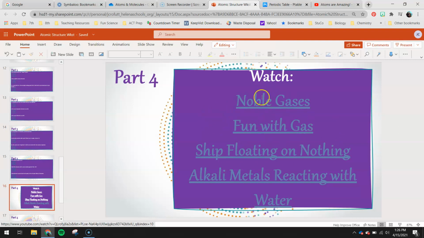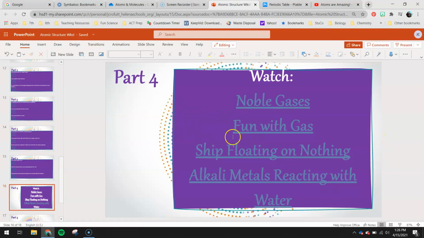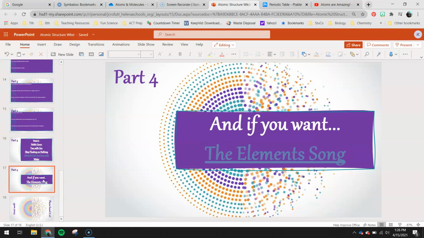Fun with gas, this is a Mythbusters guy who looks at sulfur hexafluoride versus helium. Ship floating on nothing, again, we're looking at sulfur hexafluoride that is dumped basically into a fish tank. And you guys will see a boat made out of aluminum foil that floats on top of that, and it's really cool. It trips kids out, I think, a lot. And then finally, alkali metals reacting with water. This is a fun one as well. And then finally, if you really want to, you don't have to, you guys can watch Daniel Radcliffe sing the Elements song. It's pretty awesome.